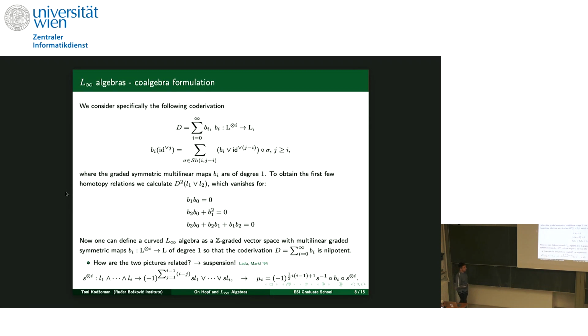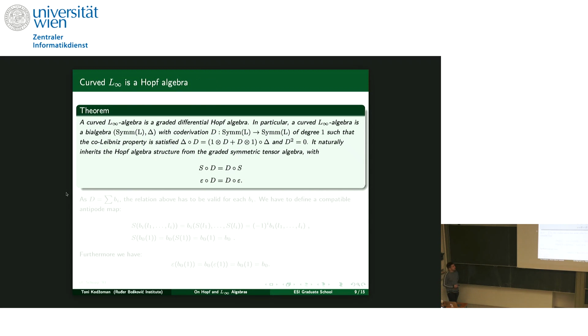Okay, now a fairly known feature is that every L-infinity algebra is actually a Hopf algebra. And also another relatively known feature is that Hopf algebras themselves admit universal calculus within their structure. This allows us to formulate the following. A curved L-infinity algebra, so one where mu0 is not equal to 0, is a graded differential Hopf algebra. Particularly, a curved L-infinity algebra is a bi-algebra with co-derivation D, once again degree 1, such that the co-Leibniz property is satisfied, so we're just taking that from before, and D once again is nilpotent, it squares to 0.